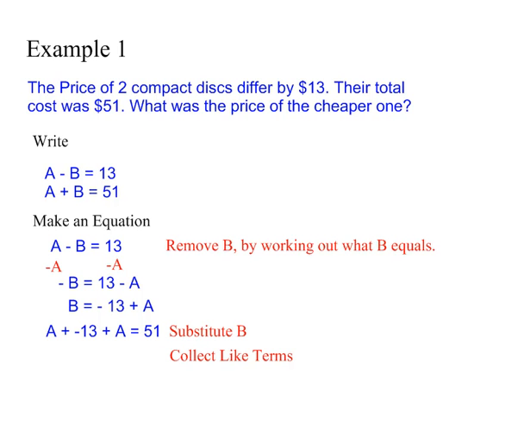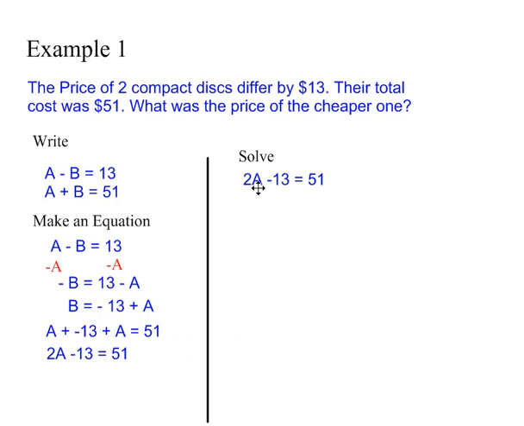Now I have to collect like terms. So I know an A plus an A, so 2 apples equals 2 apples. And obviously a positive and a negative gives me a negative. Now I can actually work it out. I can solve it. So I know that 2A minus 13 equals 51. So obviously I'm working out what A equals.